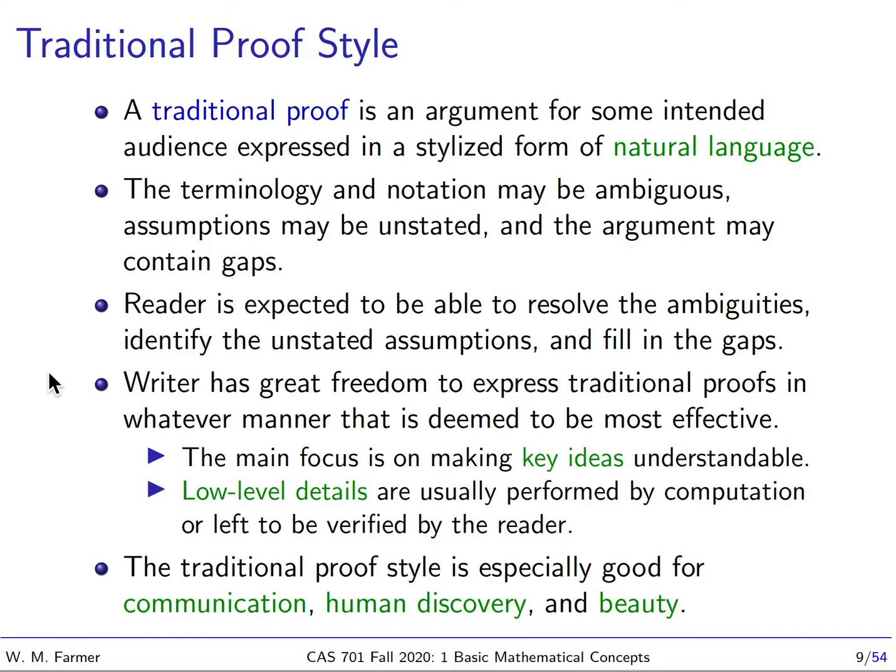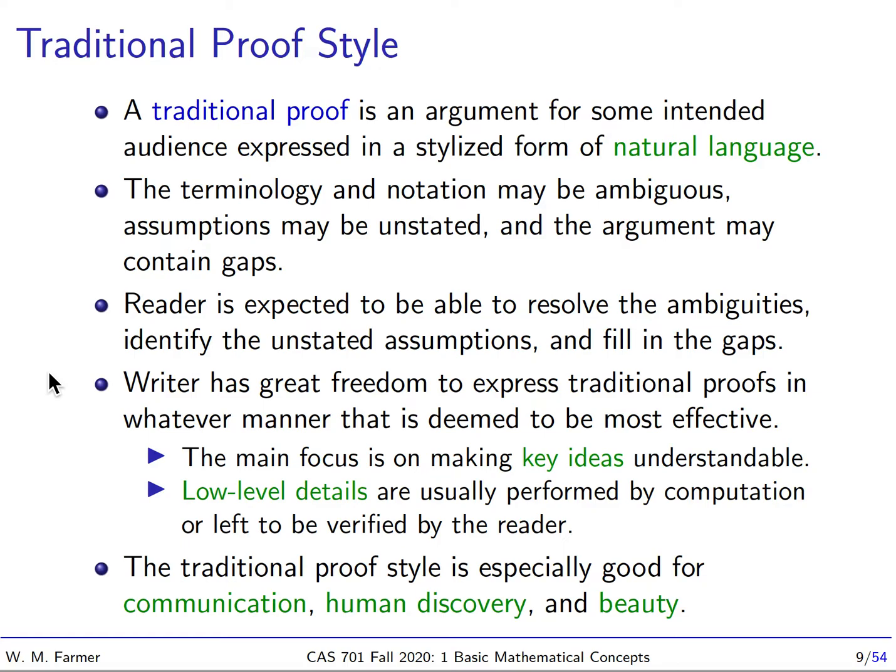We could just say we can derive B from A, but we don't say how you do that. Now, when someone writes a traditional proof, they're writing it for a particular audience, and they expect the reader to be able to resolve all the ambiguities, identify the unstated assumptions, and fill in the gaps. So this is how traditional proof works.